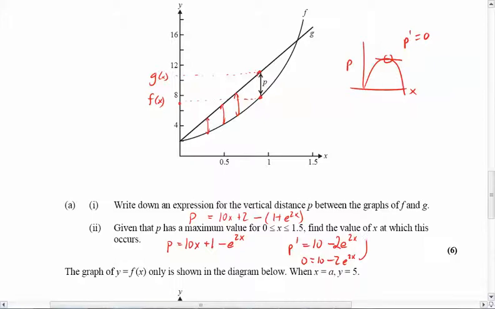So I'll have negative 10 equals negative 2e to the 2x. I'll divide both sides by negative 2, so I'll have 5 equals e to the 2x.